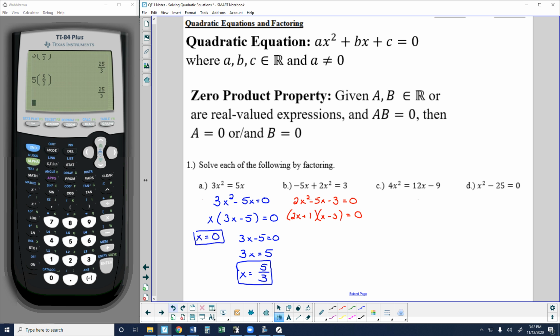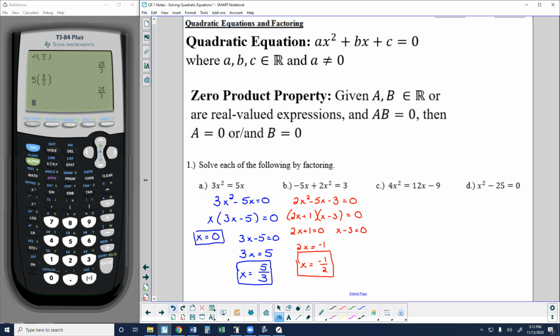These are my factors. So now through the zero product property, I can set these both equal to 0. So 2x plus 1 equals 0, and x minus 3 equals 0. I'm going to solve these independently. So for 2x plus 1 equals 0, I want to subtract 1 from both sides. So that would give me 2x equals negative 1. And then divide by 2, x equals negative 1/2, or negative 0.5.